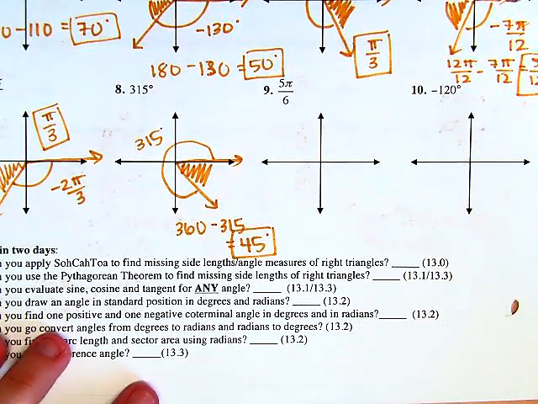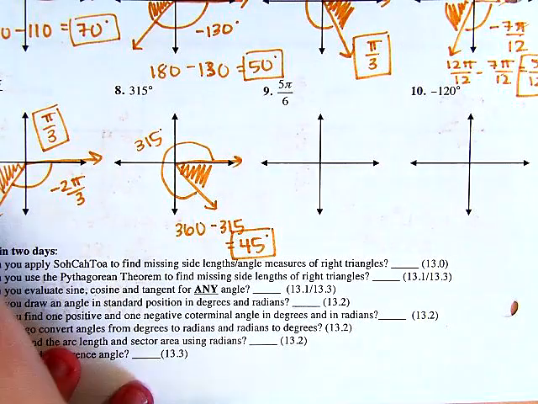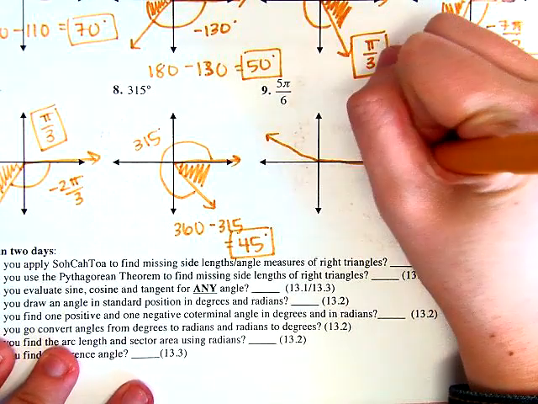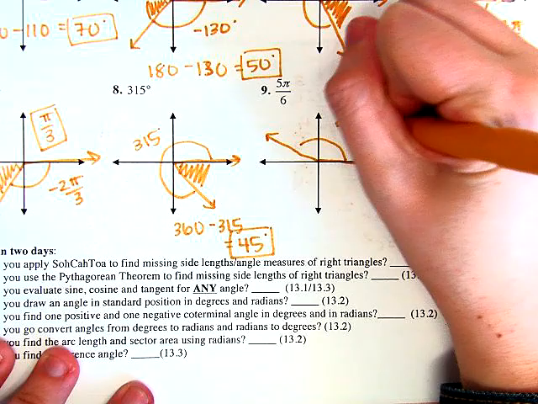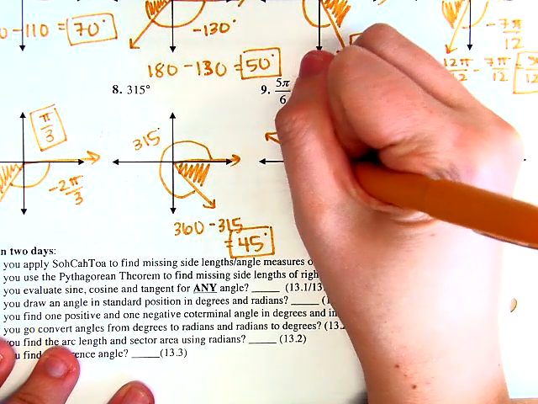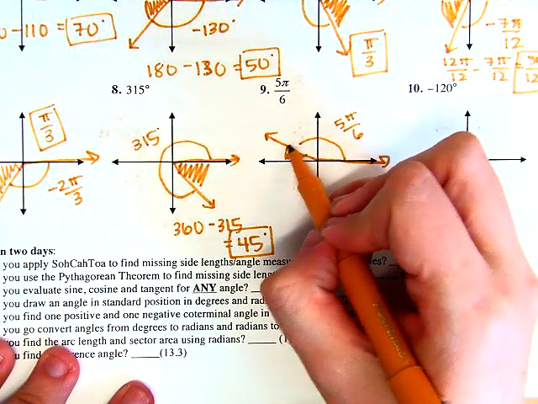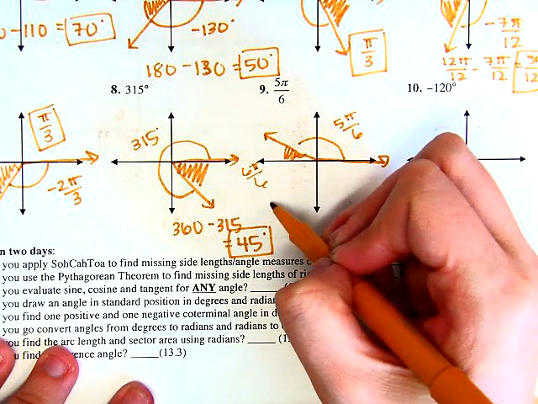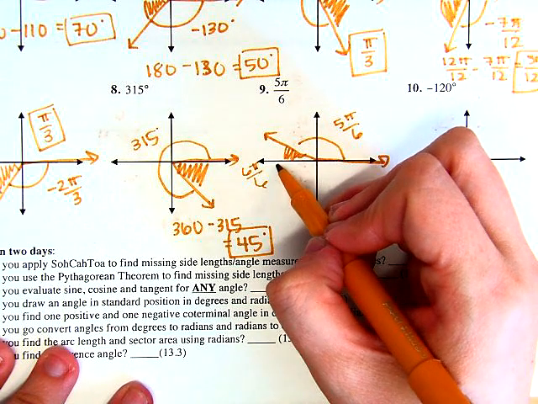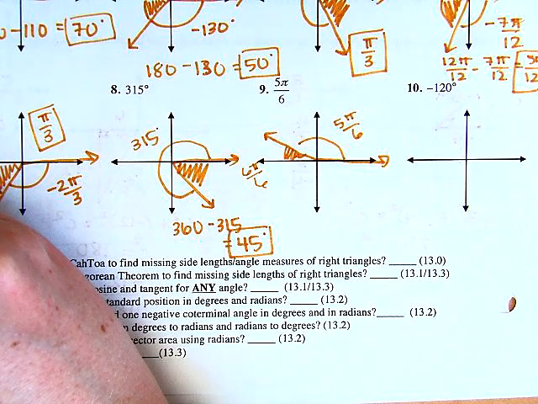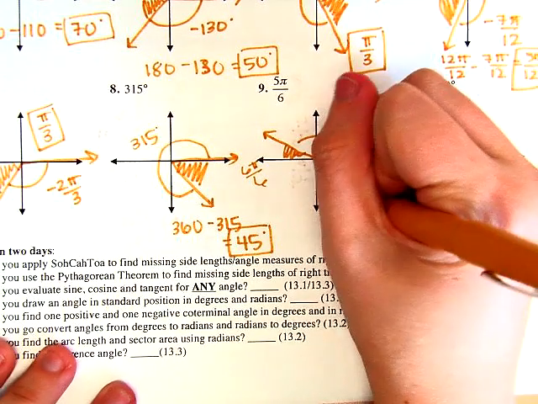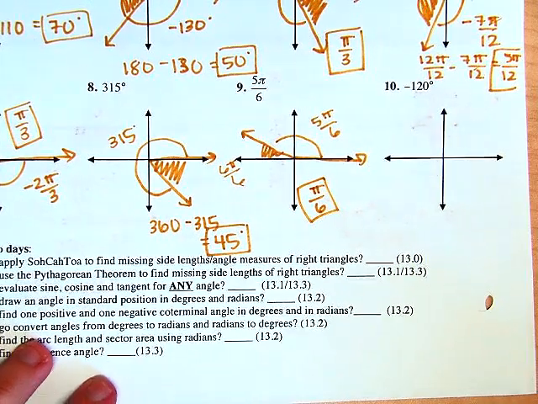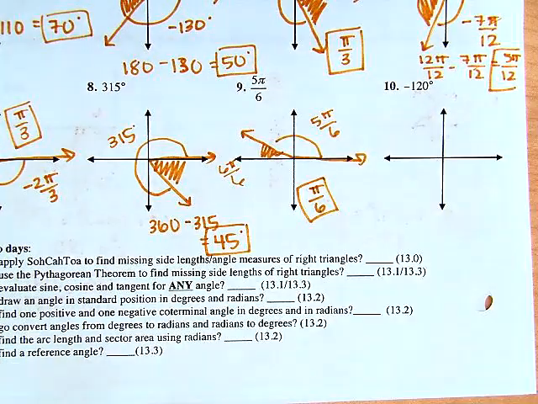Two more. First one, 5 pi over 6. If you look, it's actually on your unit circle as well. It just goes up to about here. That's 5 pi over 6. My reference angle is that much more. How much more do I need to get to pi, which would be like 6 pi over 6? I just need 1 pi over 6. That's all I need. 1 pi over 6.